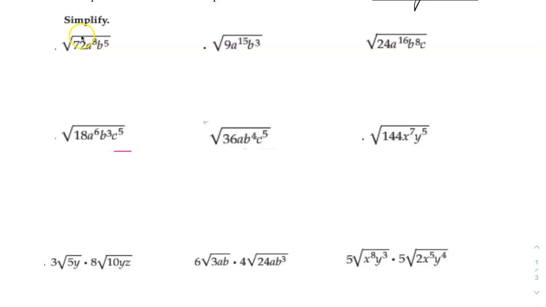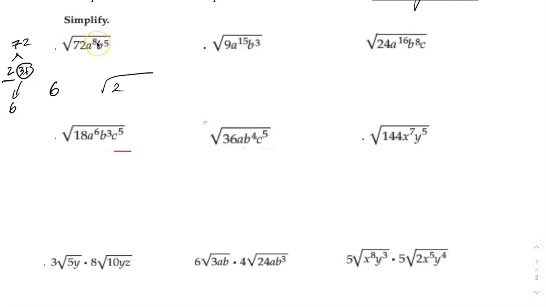So here, radical 72. I don't know what the square root of 72 is, so I'm going to break it down. It's 2 times 36. I always start small, if you notice. But I do know what the square root of 36 is. Remember, that's all I need. Square root of 36 is 6, so there's a 6 on the outside. That poor 2 has to stay inside.